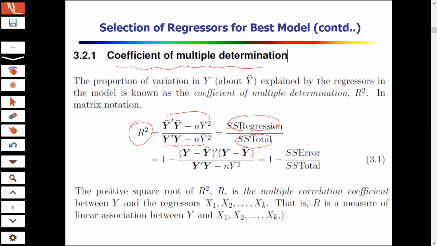The positive square root of R square is called the multiple correlation coefficient between y and the regressors x1, x2, xk. That is, R is a measure of linear association between y and all of the explanatory variables in the model.